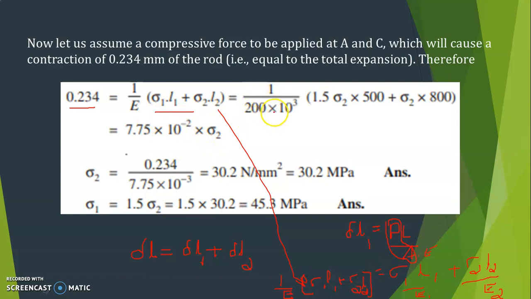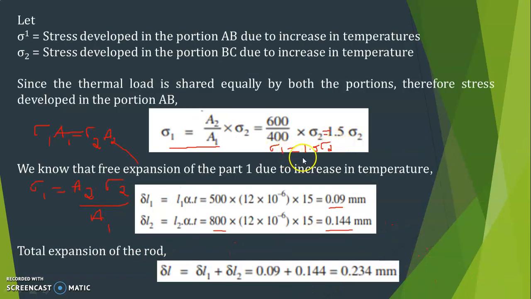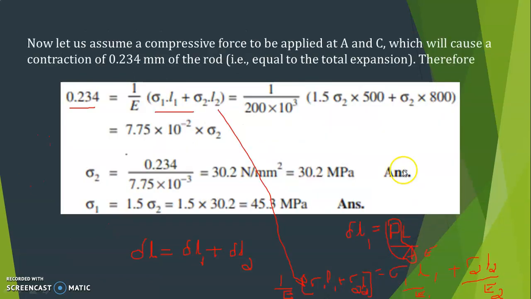So now E is 200 into 10 raised to 3, substitute, and sigma 1 is what we derived in that relationship: sigma 1 is equal to 1.5 times sigma 2. So substitute 1.5 into sigma 2 into L1, which is 500, plus sigma 2, which we don't know, into L2, which is 800. Simplify this and you get it in terms of sigma 2. So only one unknown, and you can calculate sigma 2. Sigma 2 is equal to 0.234 divided by 7.75 into 10 raised to minus 3. So you get 30.2 Newton per mm square or 30.2 MPa.